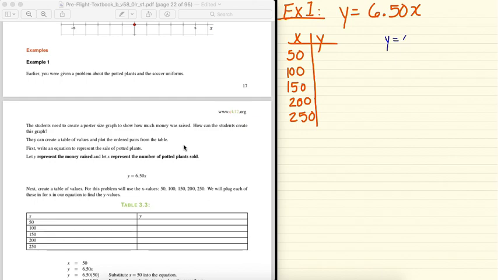All right, so first I'm going to plug in 50. And because this is just multiplying each of these x's by 6.5, you really don't need to write it all out if you don't want to, but you definitely can. It's just multiplication. So we have to do 6.50 times 50, and that gives us 325. And now I'm going to plug in 100, and that would give us $650.